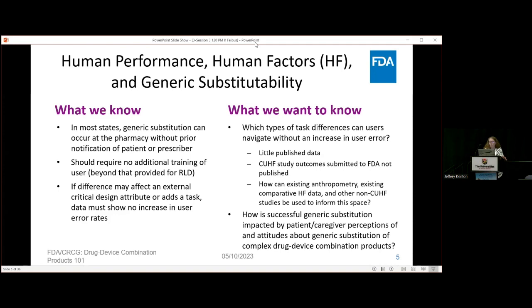The comparative use human factors study outcomes submitted to FDA are not published. We have not seen a lot of direct application of anthropometry data in this space. So it's been hard to leverage existing data to help inform this space, and we'd like to have more data.